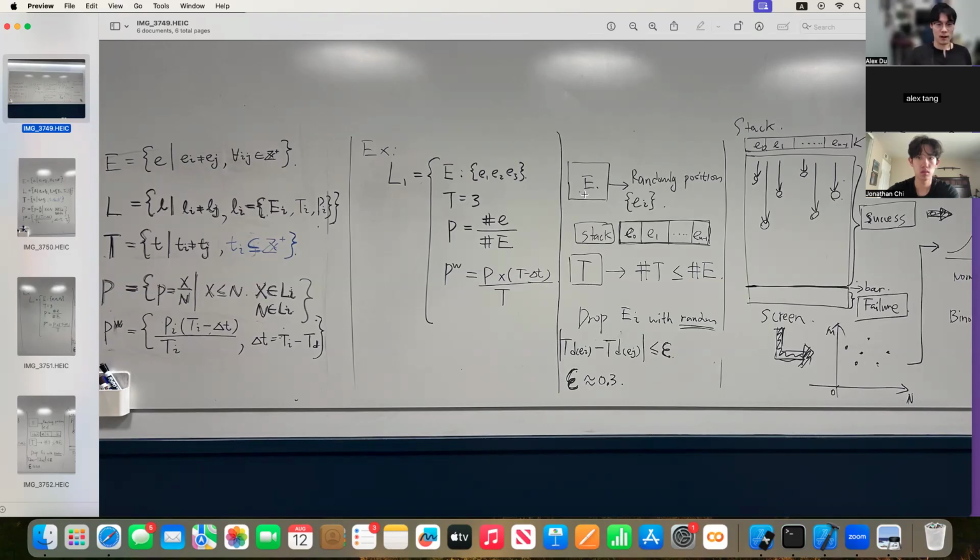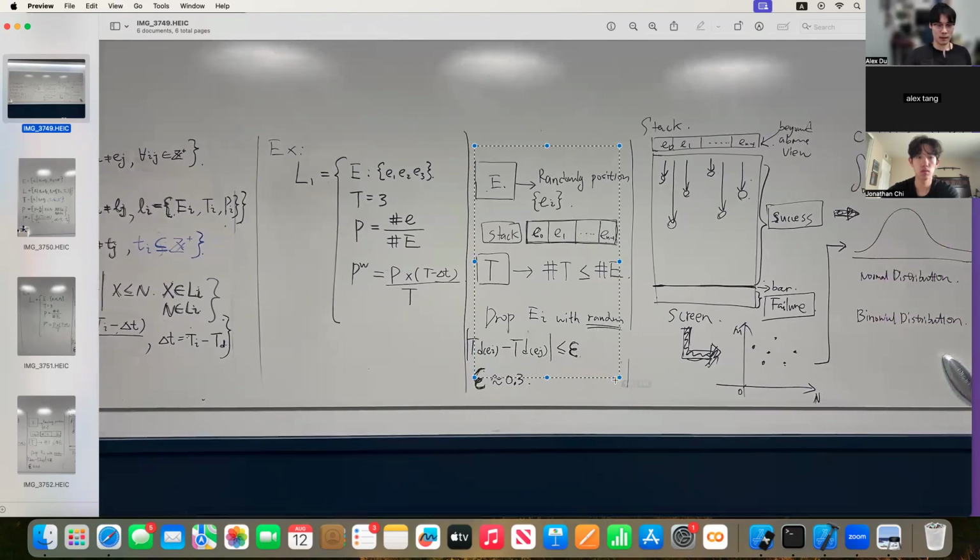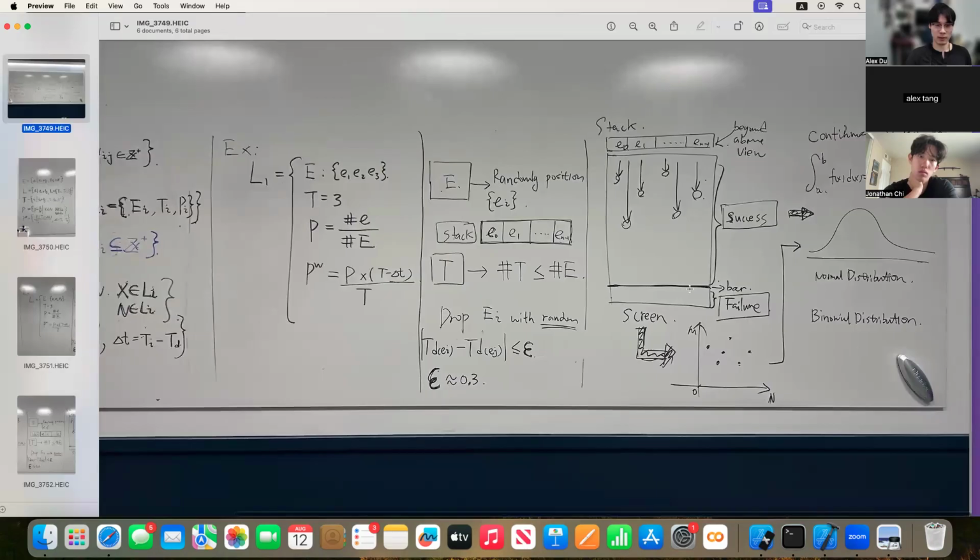And how do we implement it? Pretty straightforward. Firstly, we randomly position all the emojis into a stack, one, two, three. The stack can be an array, and the time is always going to be less than or equal to the number of emojis. I guess it makes sense. And we drop emojis at random time intervals, which means we scatter them either evenly or unevenly. And this is the visual demonstration here.